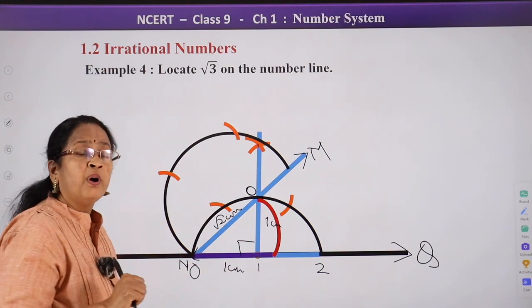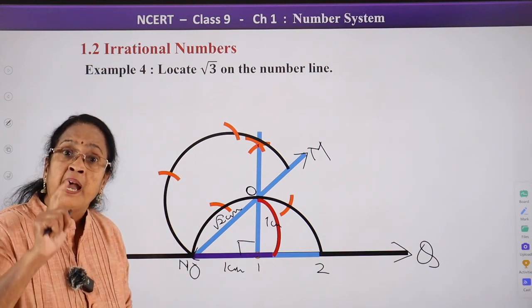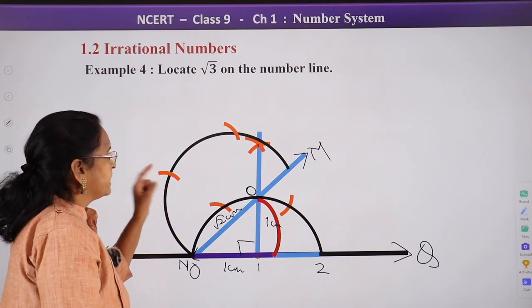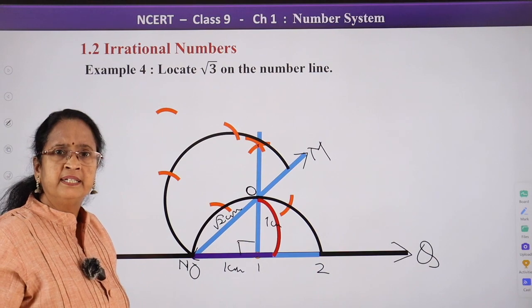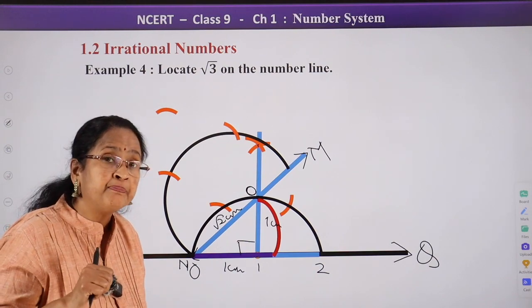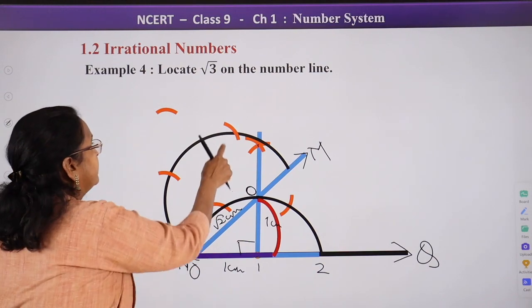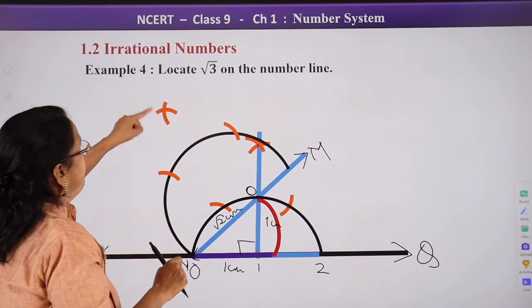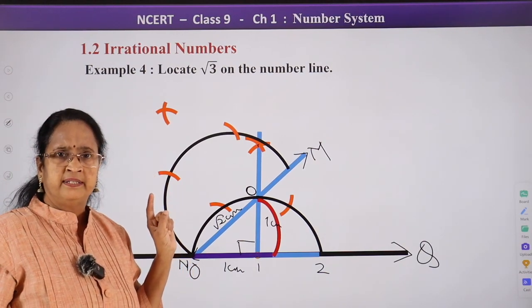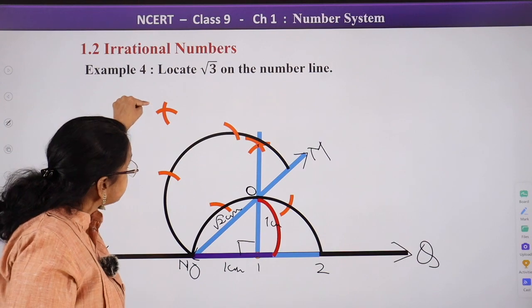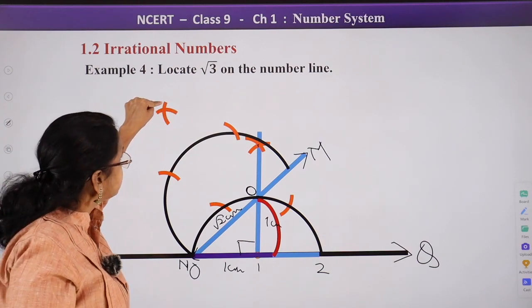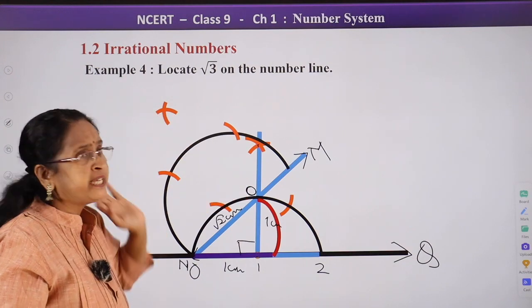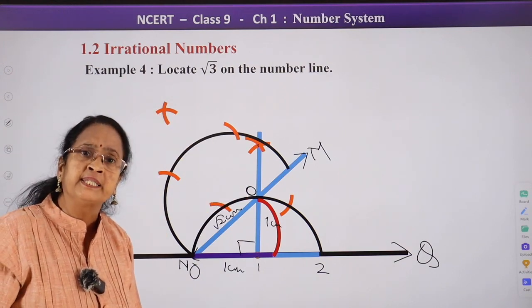So now what is the next step? Absolutely right. Taking 60 as center, I cut an arc. And then which is the next step, children? Very good. Taking 120 as center, I cut another arc. Now the intersection point of these two arcs is joined to the center of the baseline.